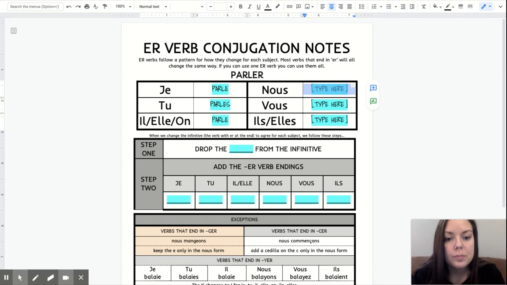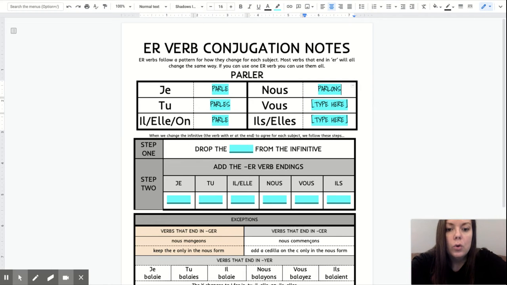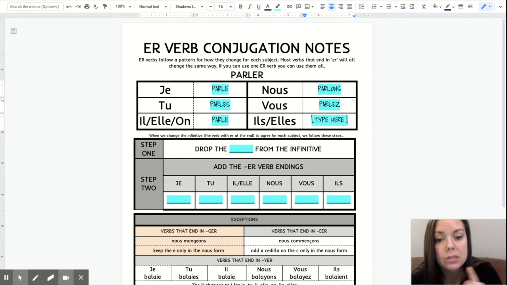Then for nous, in order to say we talk, nous parlons, O-N-S at the end. For vous, vous parlez, easy, parler. Remember that last letter is never pronounced. And then ils and elles, plural, they parlent. That ENT is silent.